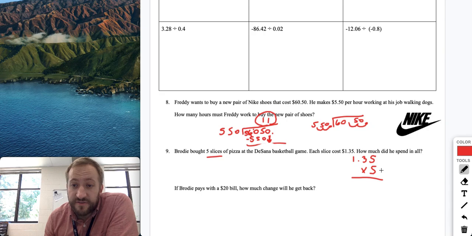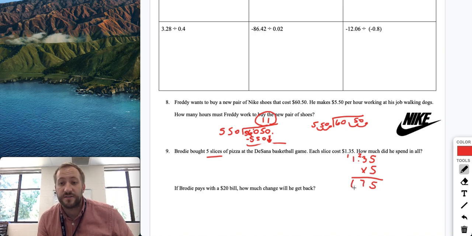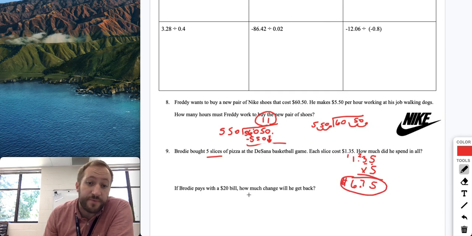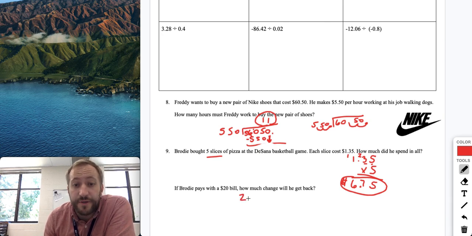So let's go through this. 5 times 5 gives me 25. Carry the 2. 5 times 3 is 15 plus 2, 17. Carry the 1. 5 times 1 is 5, plus 1 is 6. And I look at my problem to see how many numbers go behind the decimal in my answer. So I got 2 numbers behind a decimal in the problem. I want 2 numbers behind the decimal in my answer. So how much did he spend in all? $6.75.